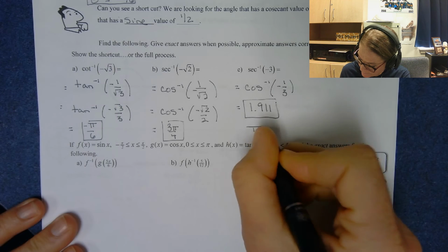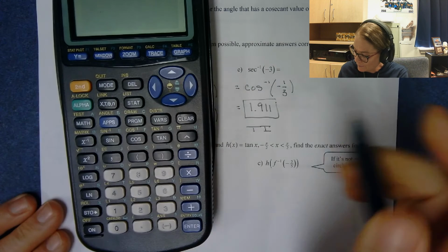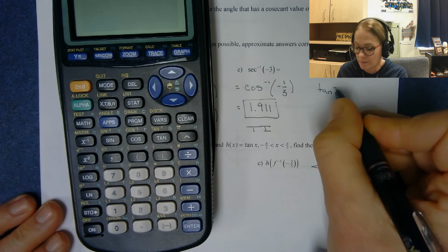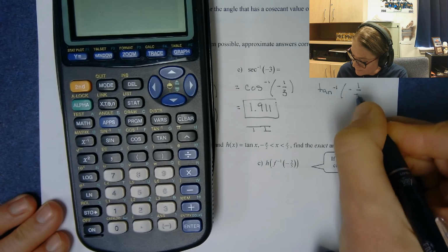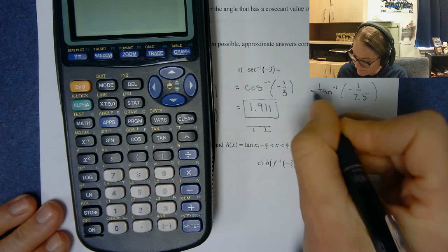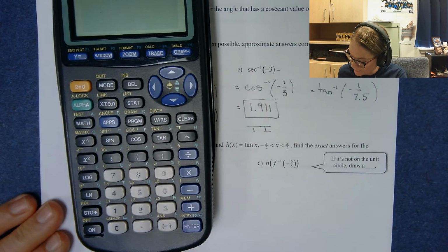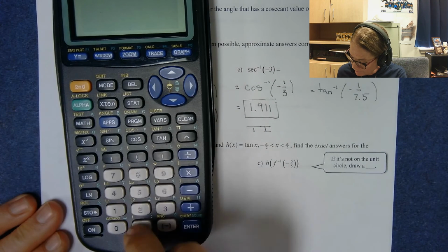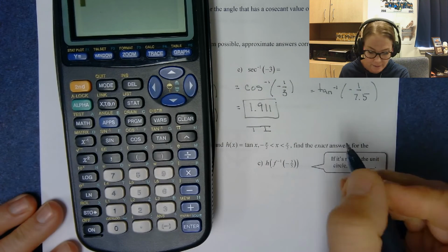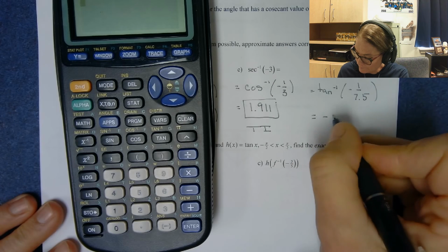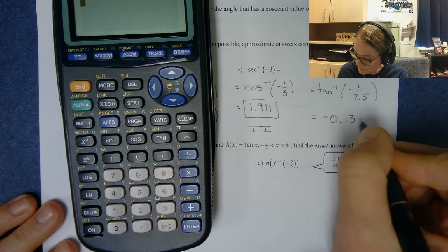On the TI, same thing here. This is tangent inverse of negative 1 over 7.5. Inverse tangent is just right there. Negative 1 over 7.5, and we get negative 0.133.